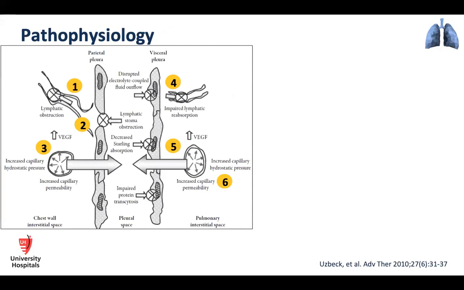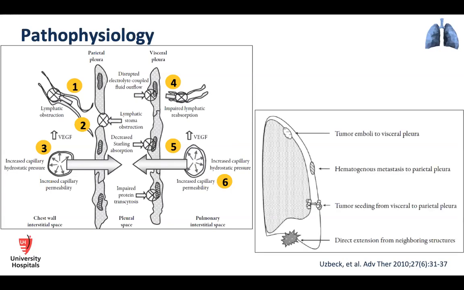Pleural fluid accumulates in the pleural space via 6 mechanisms. You have lymphatic obstruction, increased vascular endothelial growth factor that increases permeability, hydrostatic pressure, you guys are well aware of that. Decreased resorption. Of course, tumor cells in the pleural space itself can create a hydrostatic gradient that will pull fluid from the lung parenchyma into the pleural space.